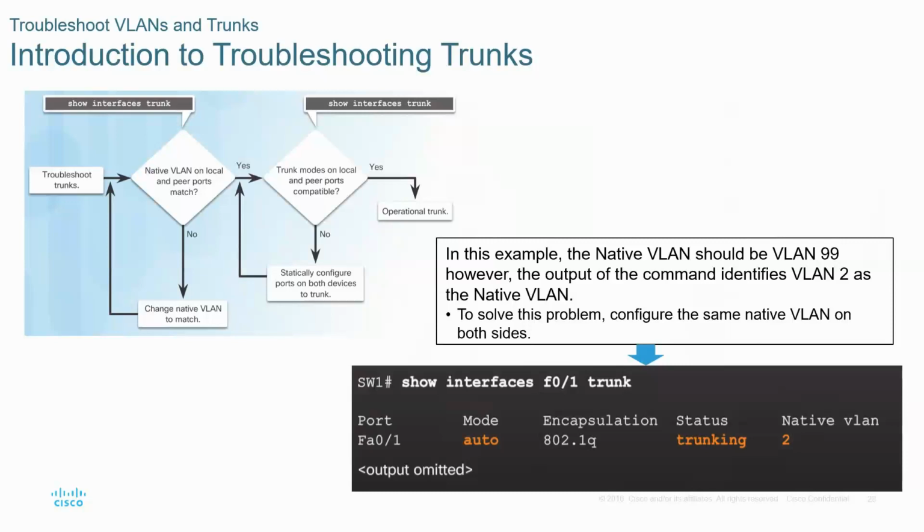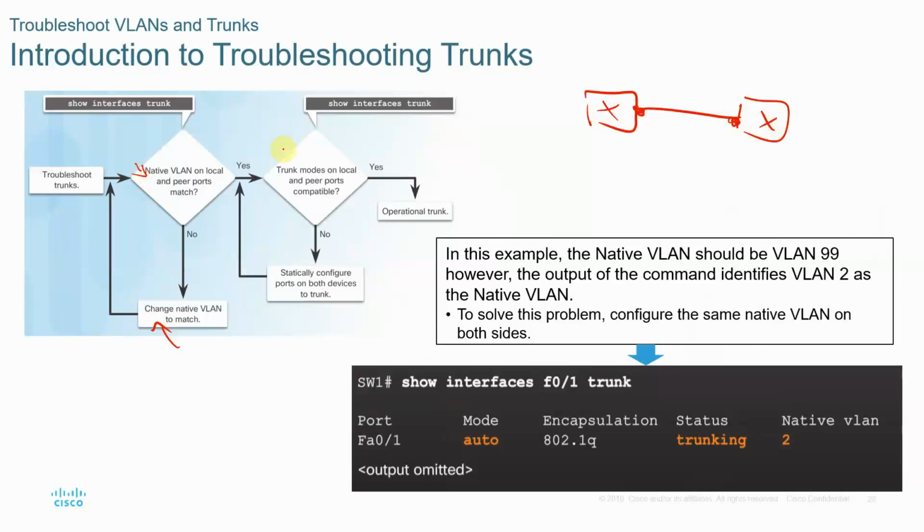First of all, check that the native VLAN matches on both trunks. So if you're getting an error, you have a link between switch S1 and S2. You have to check that the native VLAN is configured correctly between S1 and S2. If not, then you have to change the native VLAN such that it matches.